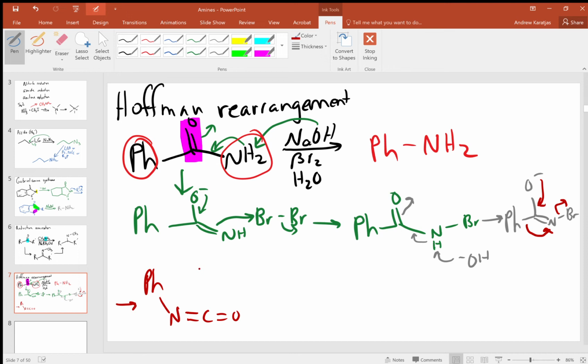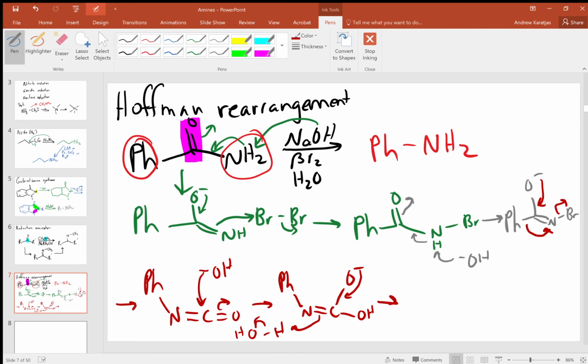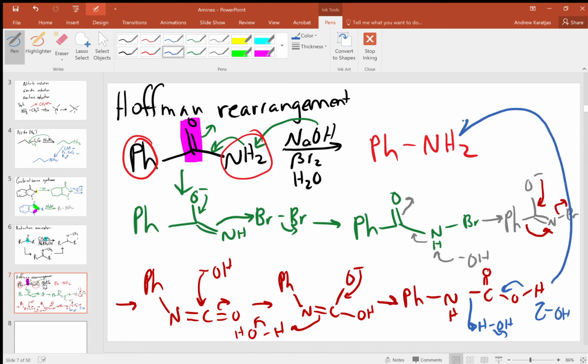From here, this carbon is double bonded to two very electronegative elements. It's going to be a good electrophile. Hydroxide attacks. Oxygen adds its electrons back in. These pi electrons pick up a proton from water. And finally, base comes in, removes the hydrogen. We kick out carbon dioxide, and we pick up another proton from water to form our amine.